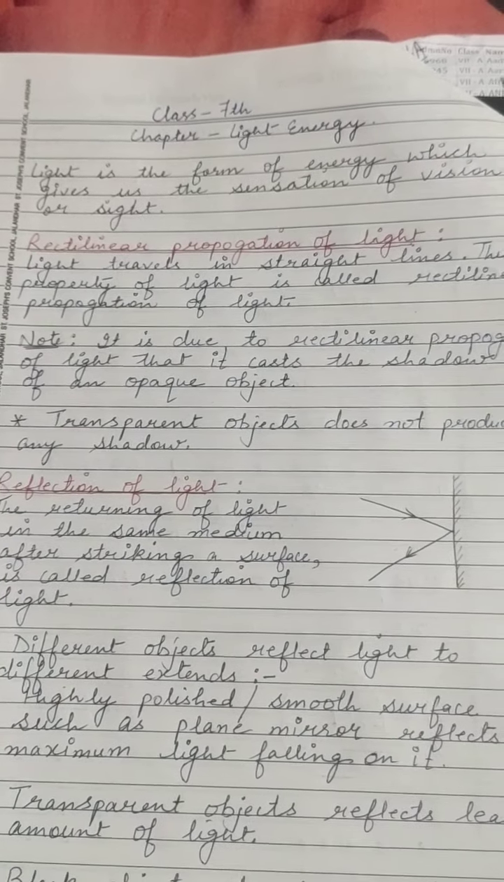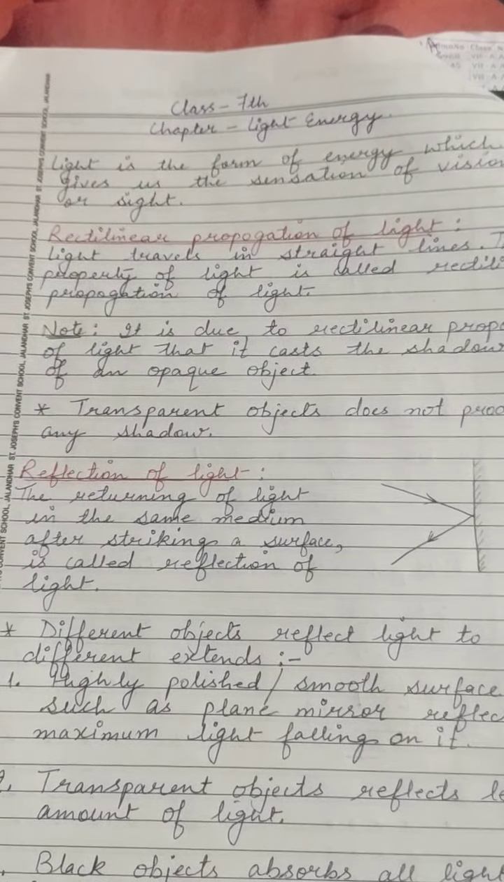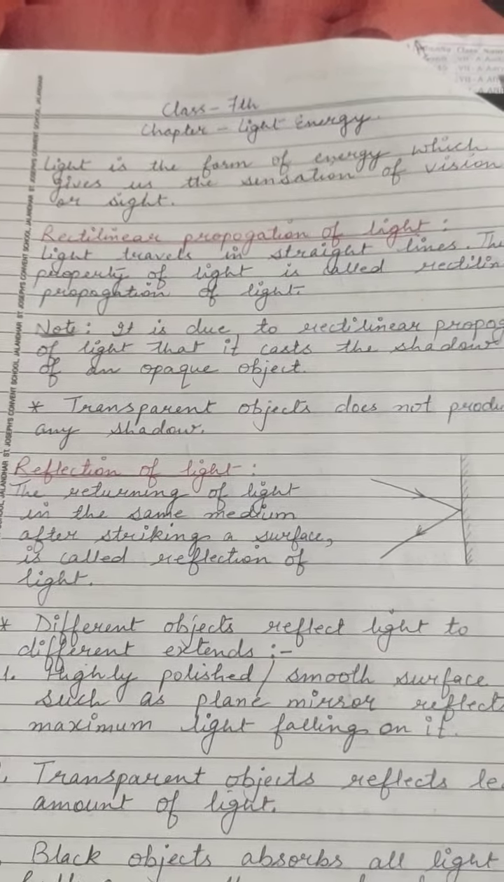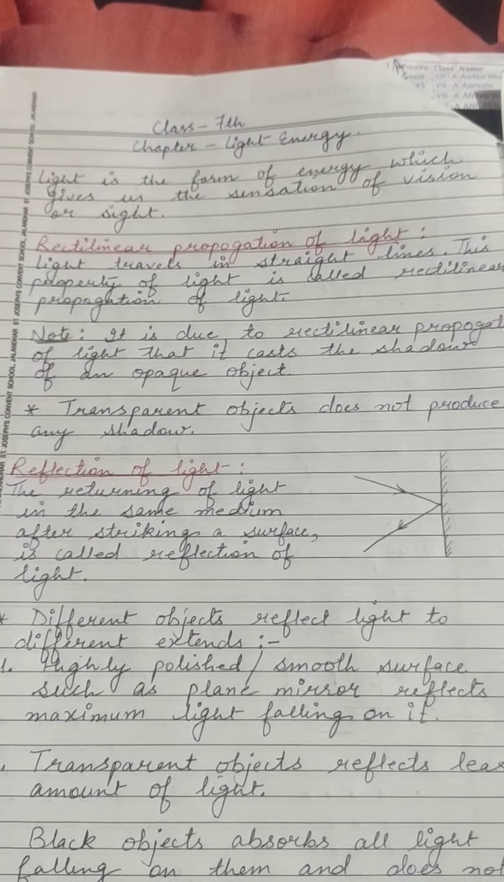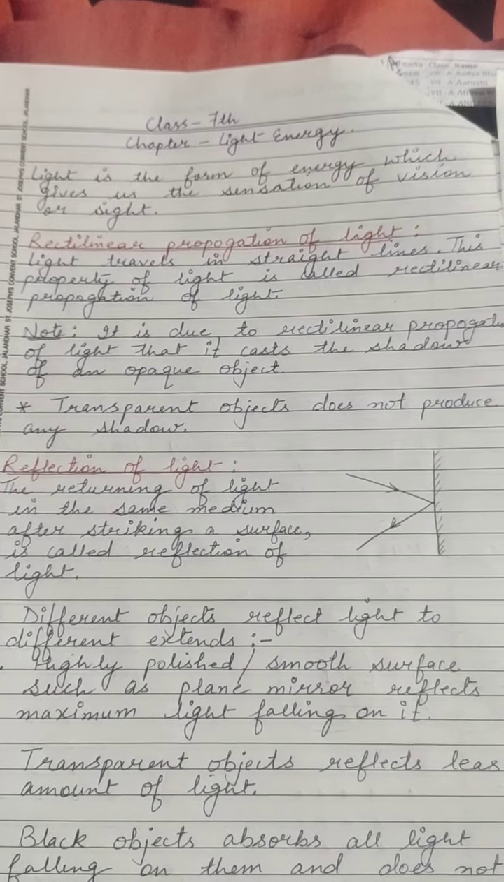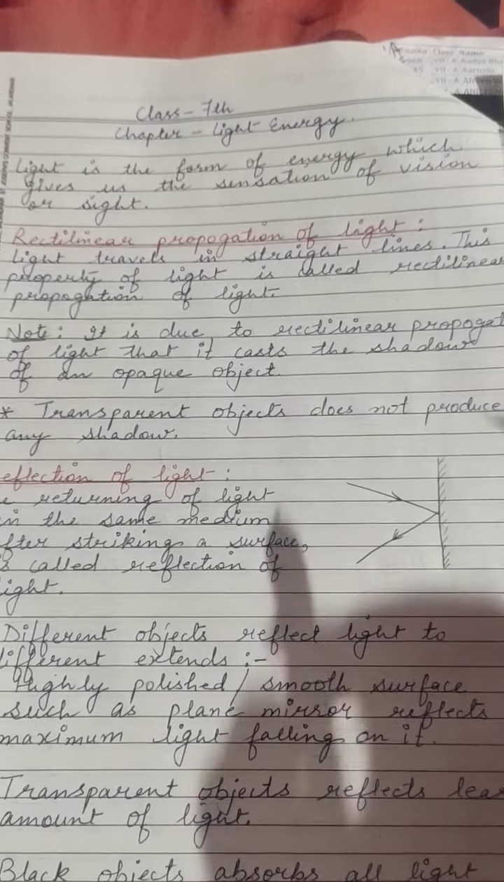Now in your class 6th you have also done the properties of light. There you did two properties. The first is that light travels in a straight line path, and that property is called rectilinear propagation of light. And the second one you did was the speed of light. What is the speed of light? It is 3 into 10 raised to the power 8 meter per second.